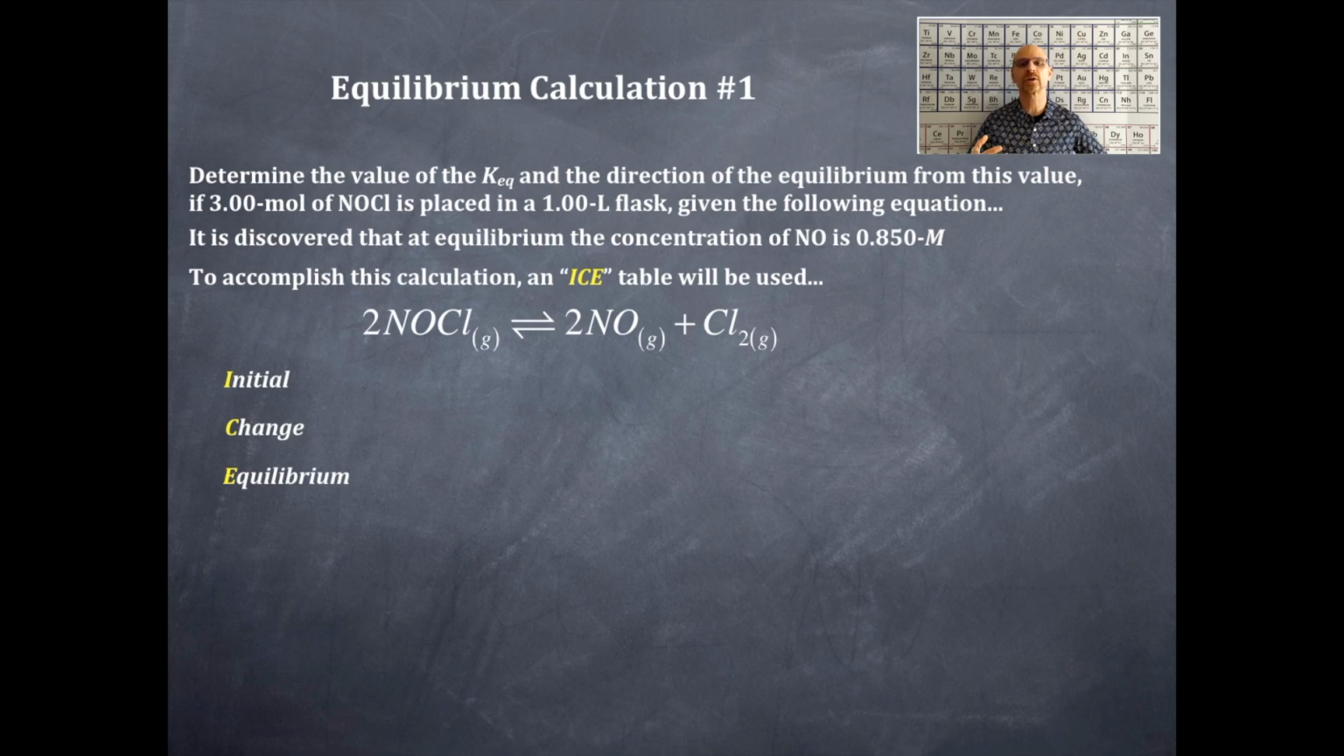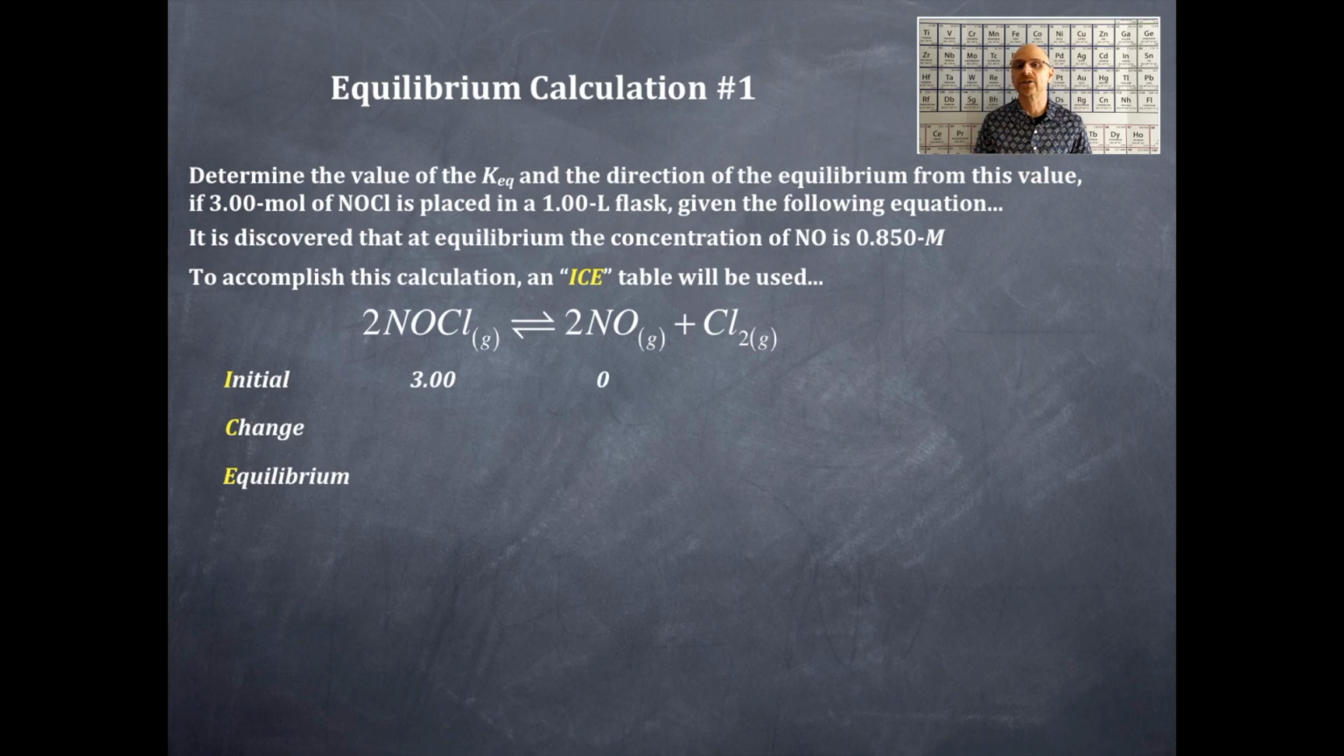And so we're going to fill out the ICE table, and we're ultimately most interested in the equilibrium row, because we're talking about equilibrium. But the ICE table will allow me to get the equilibrium row. So I start off with 3 moles in 1 liter. That's a 3 molar solution, so that's 3.00 molar NaCl.